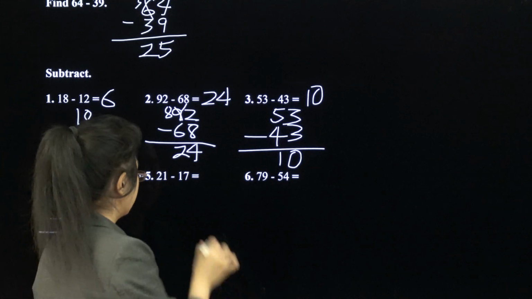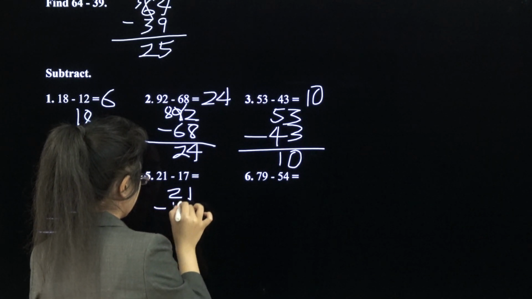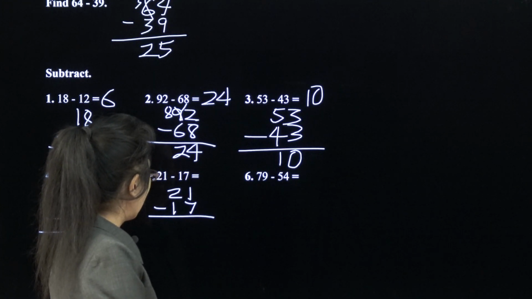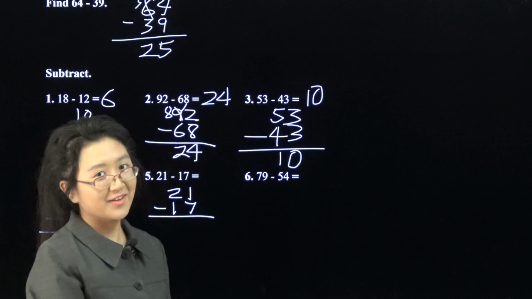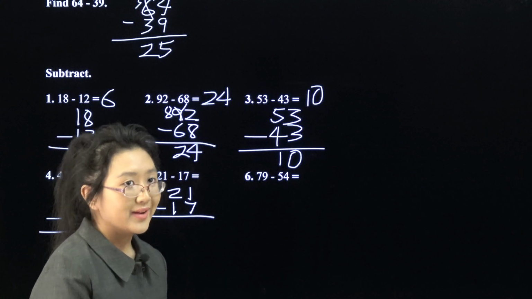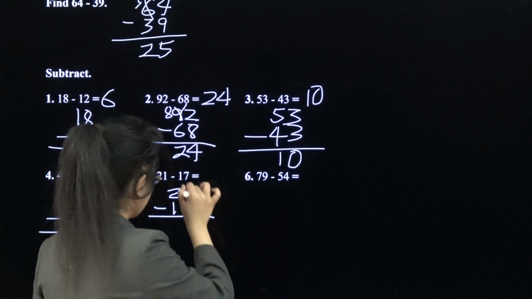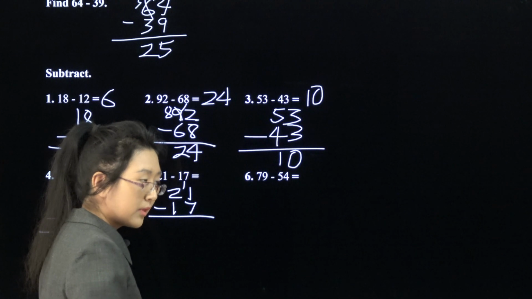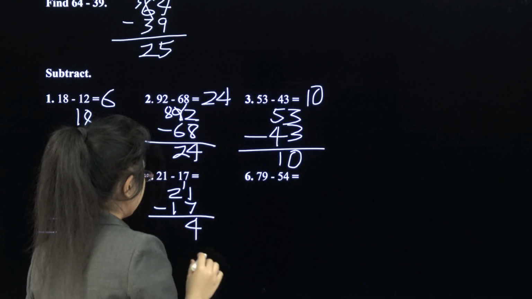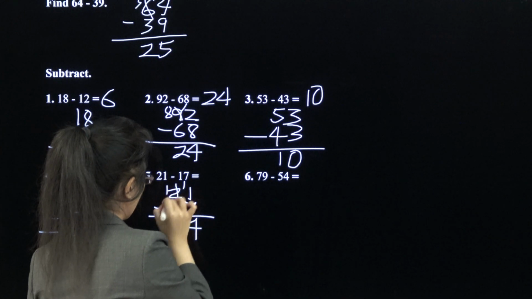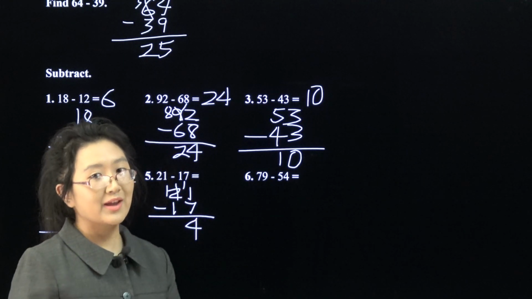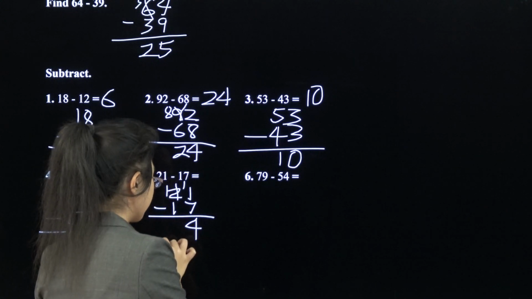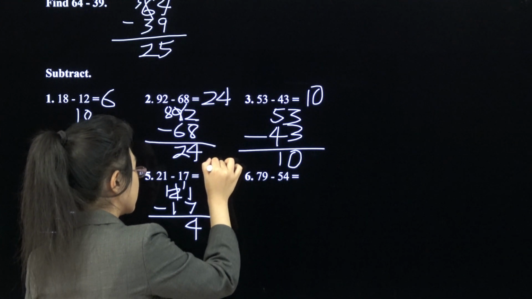21 minus 17. You line them up, and in the ones place, we have 1 minus 7. 1 is smaller than 7, so you already know that you need to regroup. You regroup, and you get 11 minus 7, which is 4. And because you regrouped, 2 is now 1. What's 1 minus 1? 0 tens. You don't need to write the 0 there. And you end up with just 4.